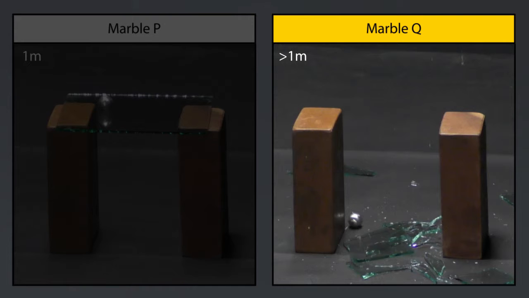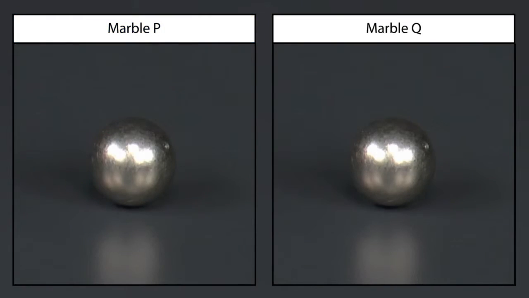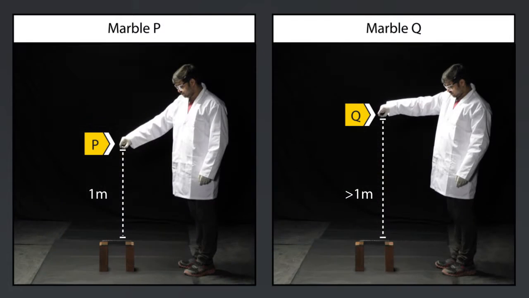Why was the glass pane shattered by the marble Q and not by the marble P, even though the mass of both the marbles is the same? As the height from which an object is dropped increases, the velocity with which it strikes the ground or any other reference level also increases. Being dropped from a greater height, the velocity at which the marble Q strikes the glass pane is greater than that of P.